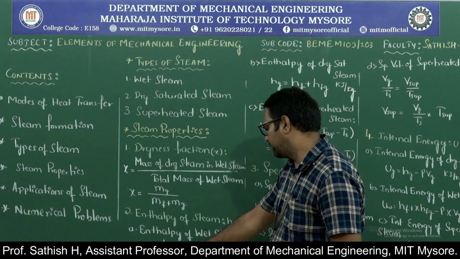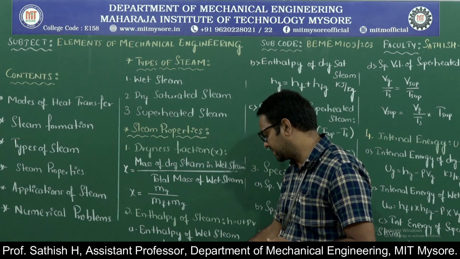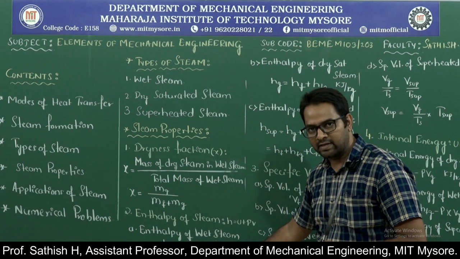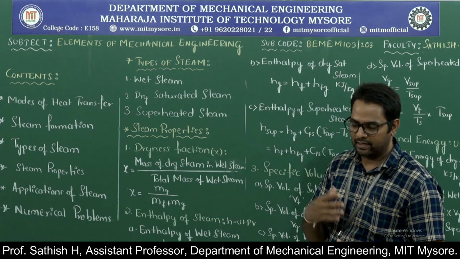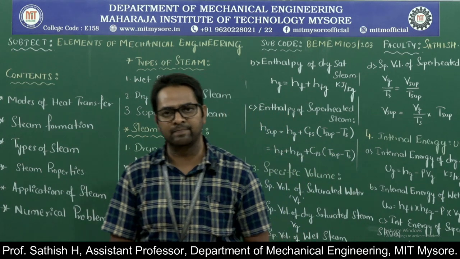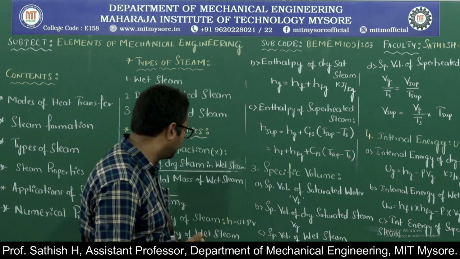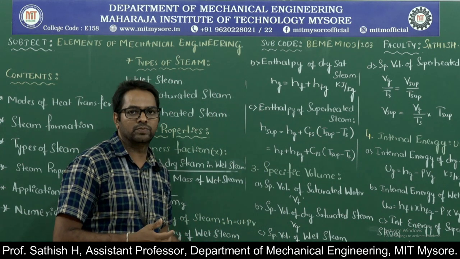So the enthalpy of the wet steam is given by the summation of the sensible heat, that is Hf, and the dryness fraction times the latent heat of evaporation, that is Hfg. Normally the enthalpy has units of kilojoules per kg.